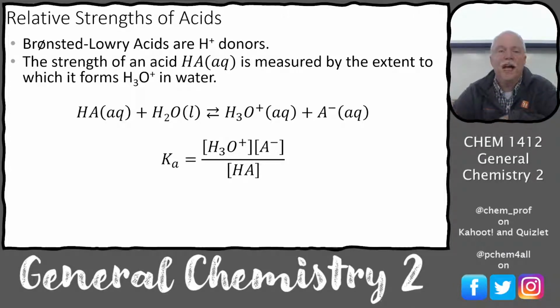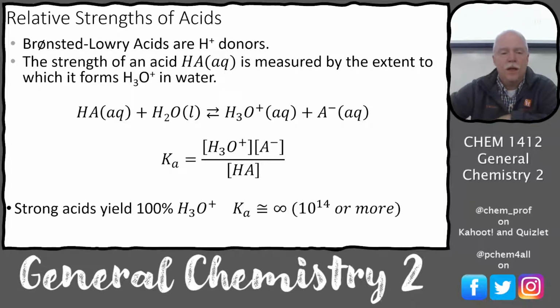And so if this Ka is big, then we produce more hydronium ion. If it's small, we produce less. So the size of this Ka numerically will tell us how strong the acid is. So if you have a bigger Ka, it's a stronger acid. And so strong acids yield 100% H3O+. You put them in water, it's all products. And so it's roughly infinity. Well, what is infinity? Well, 10 to the 14 or more. So it's going to be a really strong acid if Ka is like 10 to the positive 14 or more.